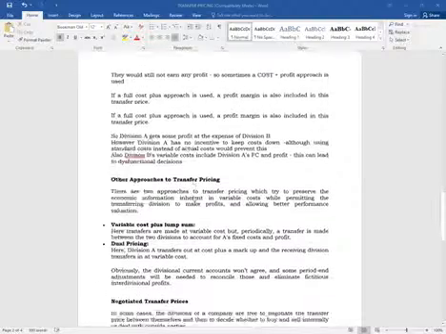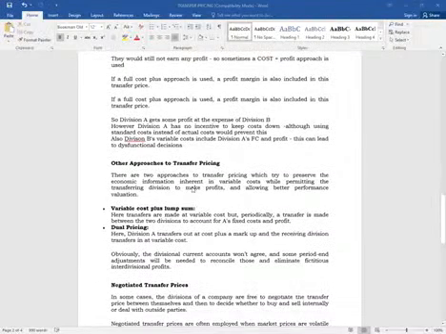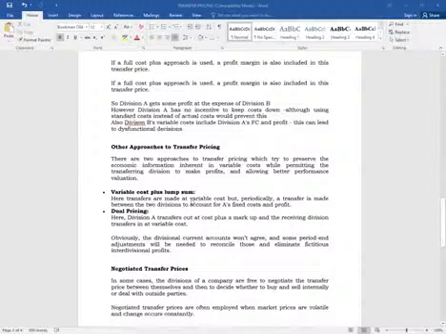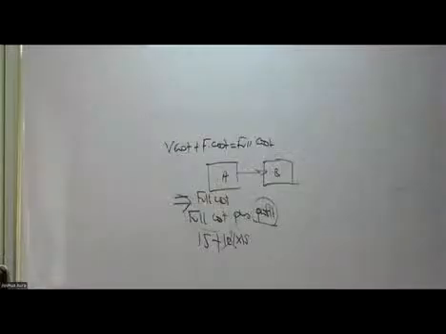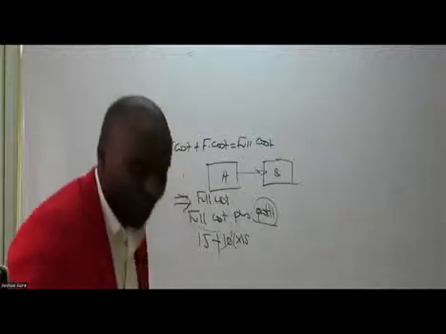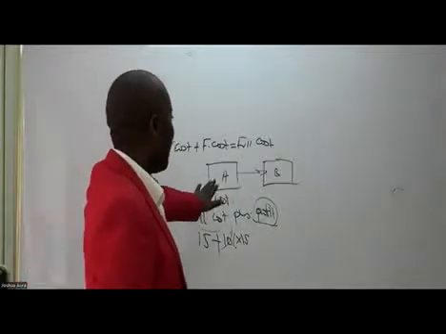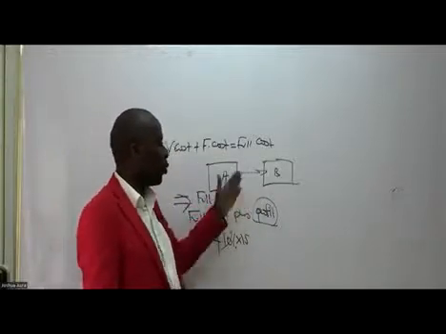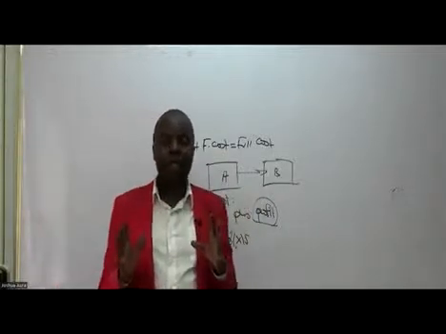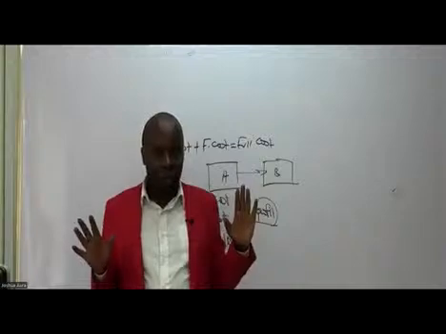Other approaches to transfer pricing. There are two approaches to transfer pricing which try to preserve the economic information inherent in variable cost while permitting the transfer divisions to make profits and allowing better performance evaluation. So we have variable cost plus lump sum. I love this because I've seen it operating in practice. Under variable cost, we shall just tell A to sell their goods to B at variable cost only.